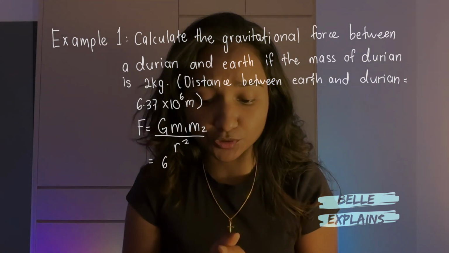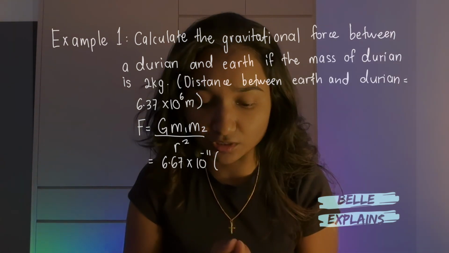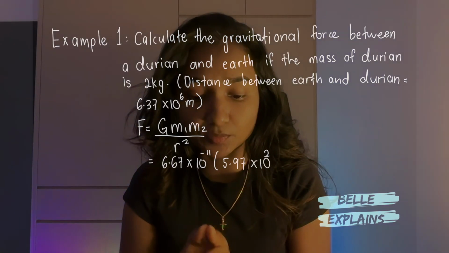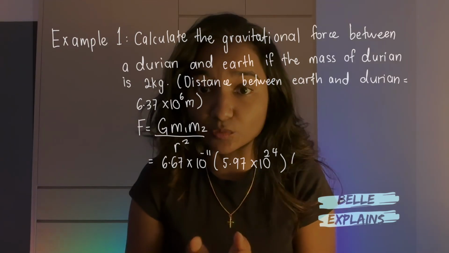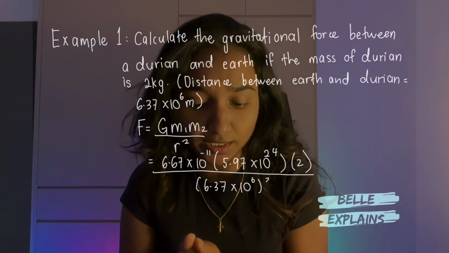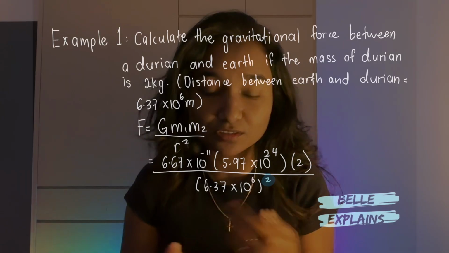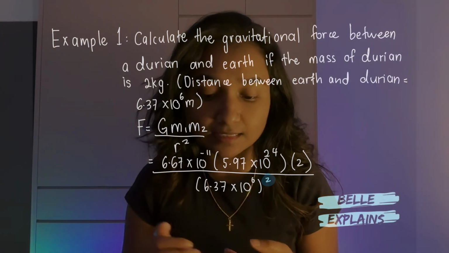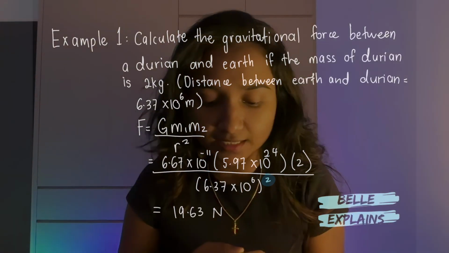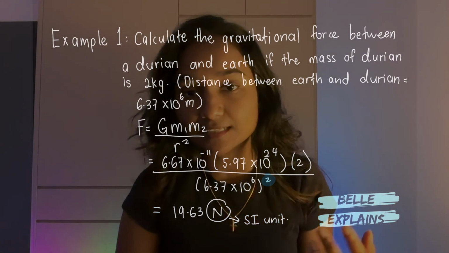Okay, so substitute our values. 6.67 times 10 to the power of negative 11 for the gravitational constant. m1, which is for Earth, so 5.97 times 10 to the power of 24, which will be provided in the formula segment of your SPM paper. And mass 2, which is for the durian, 2 kg, over r square. Don't forget to square your radius because that is the formula. The most common mistake is that the square is omitted. Okay, then when you calculate, you'll get your final answer, which is 19.63, and your unit has to be in Newton because that's the SI unit for force.